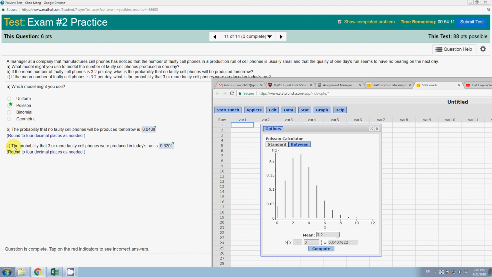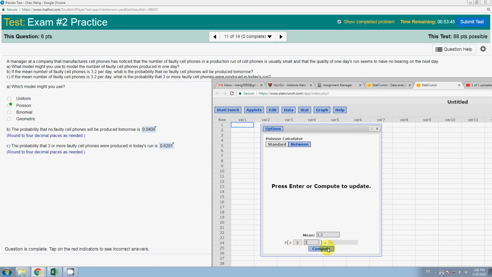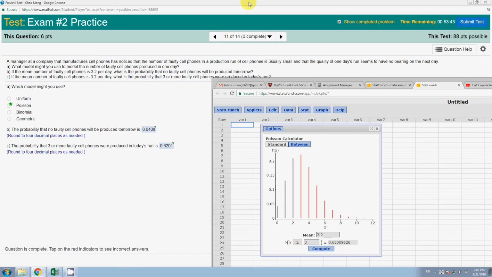Now part C: what's the probability that 3 or more faulty cell phones will be produced? Still, the mean value is 3.2, so we don't have to change this one. But the probability is different. We want to calculate the probability that the number of faulty cell phones is 3 or more, that means greater than or equal to 3. So let's compute. Then that's the answer.